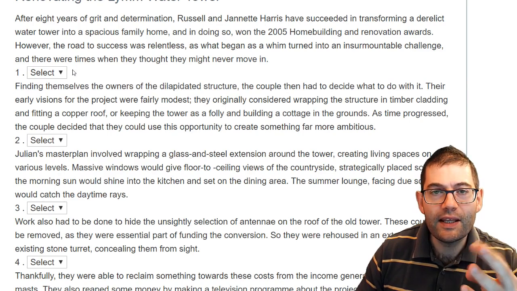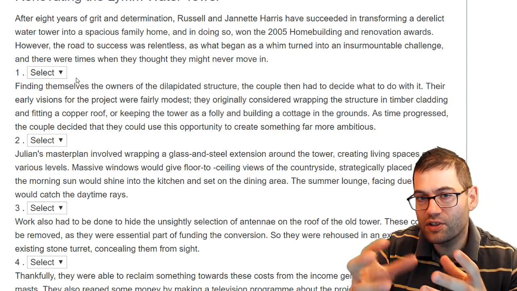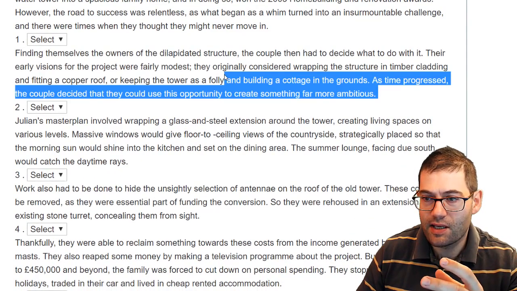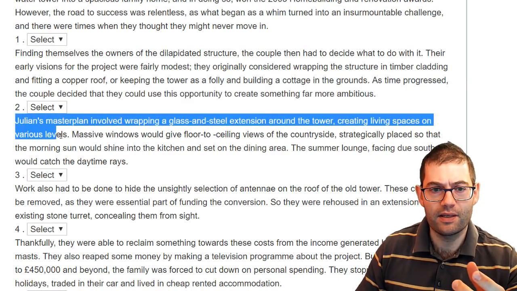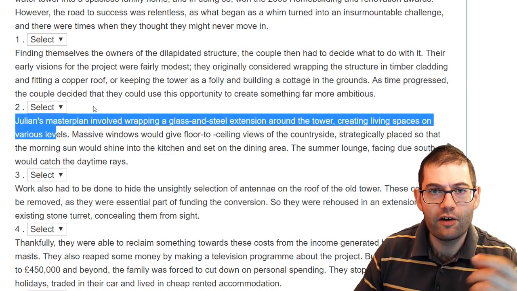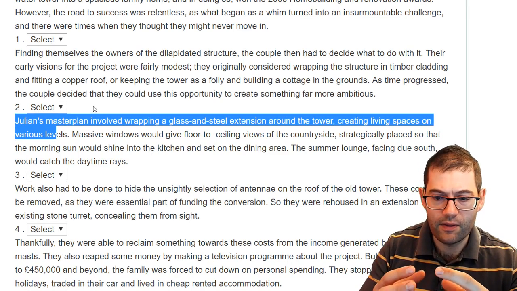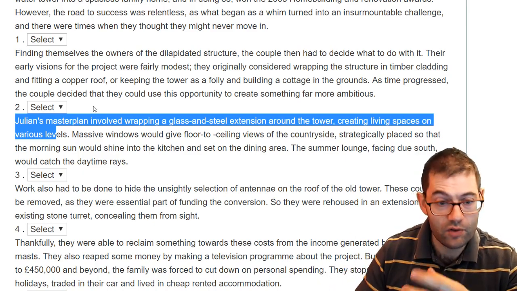So something here is that missing bit between thinking about buying it or wanting to buy it and actually being the owner. And then we've got this conversation, as I said, about what they want to do with the building, and now Julian has suddenly appeared. So maybe in this missing paragraph there'll be talk of Julian, some kind of conversation about their planning, or the process of the planning and how they got to Julian.